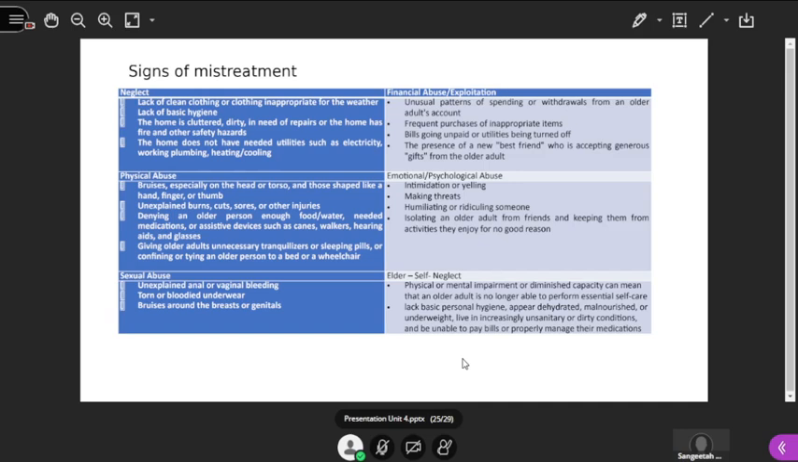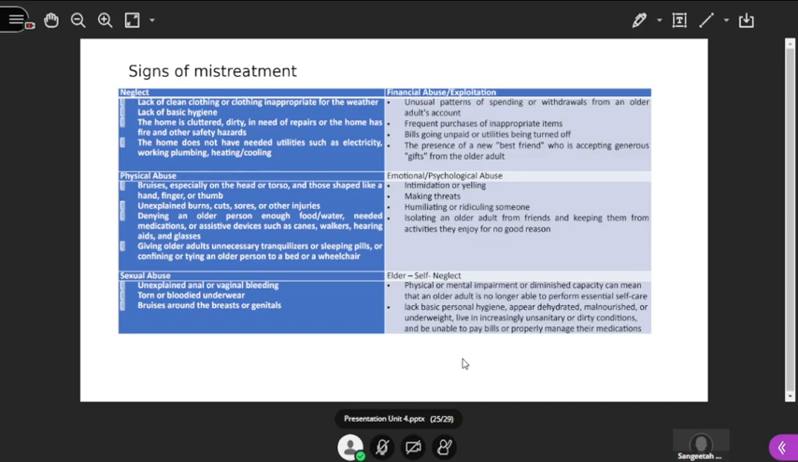In terms of financial abuse and exploitation: unusual patterns of spending or withdrawal from an older adult's account, frequent purchases of inappropriate items, bills going unpaid, or utilities being turned off, right? The presence of a new best friend who is accepting generous gifts from the older adult. This is also a type of exploitation, right?